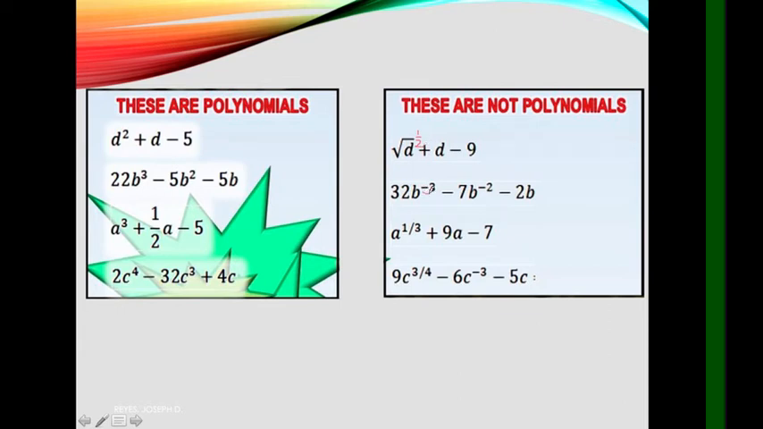For this one, our exponent is negative. So again, this is not a polynomial. Since it is a fraction, this is not a polynomial. This is not a polynomial.